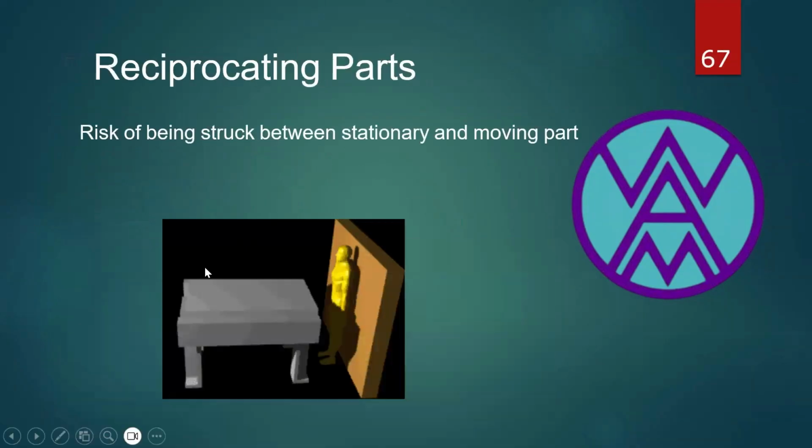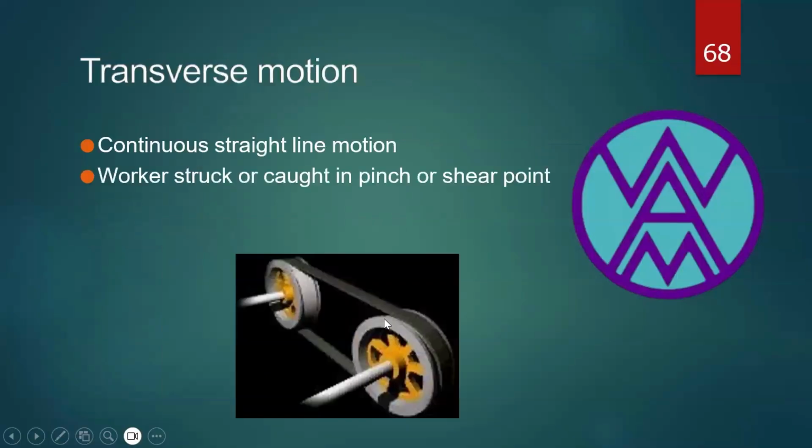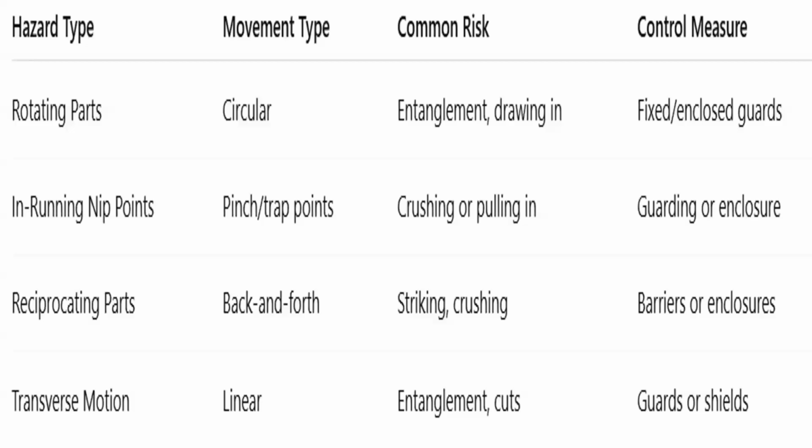Reciprocating parts, such parts in which one part is steady and the second is moving, and you get entangled in such an area, so that can be hazardous. You can get injured yourself. Continuous motion like the conveyor belts, that's also a transverse motion. That part should also be safeguarded.